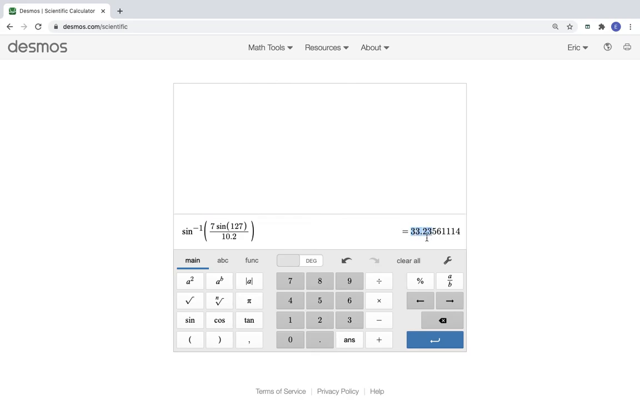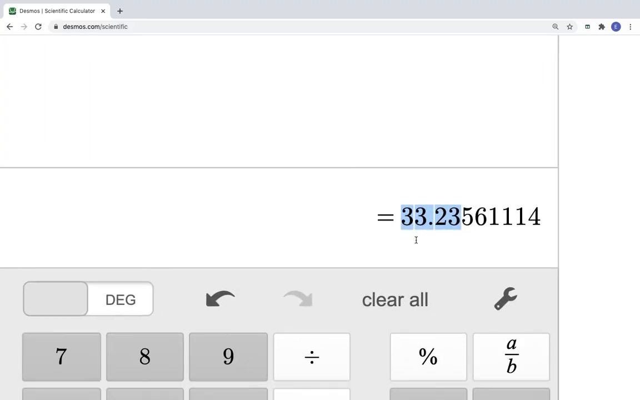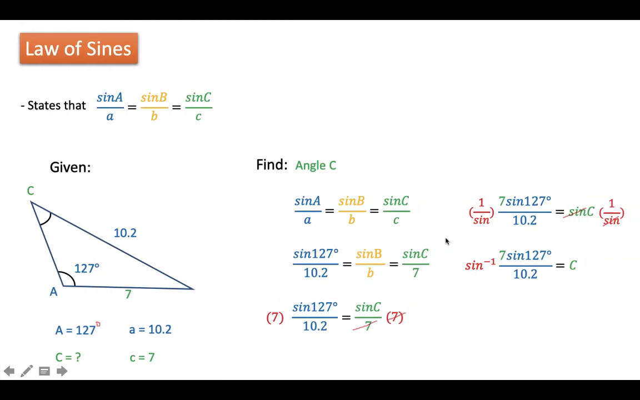If we want to write this into two decimal places, the next number after 3 is 5, so we will add 1 to 3. So our answer will be 33.24 degrees. Since we are looking for an angle, this will be the measure of angle C.